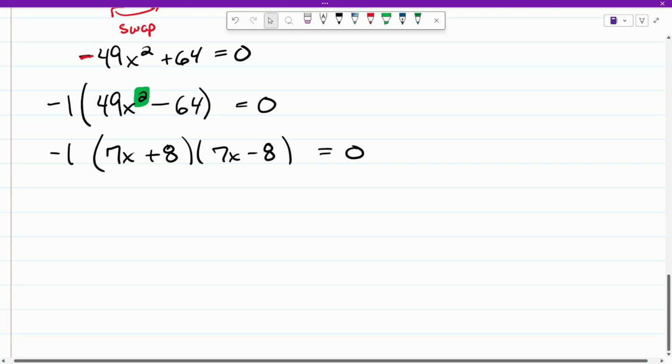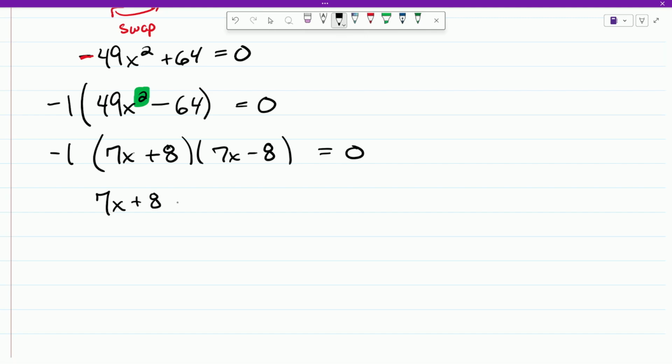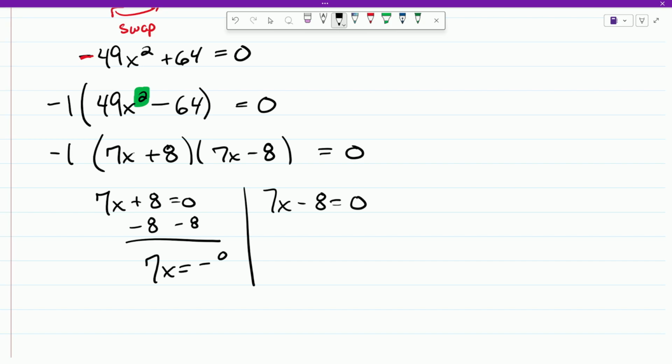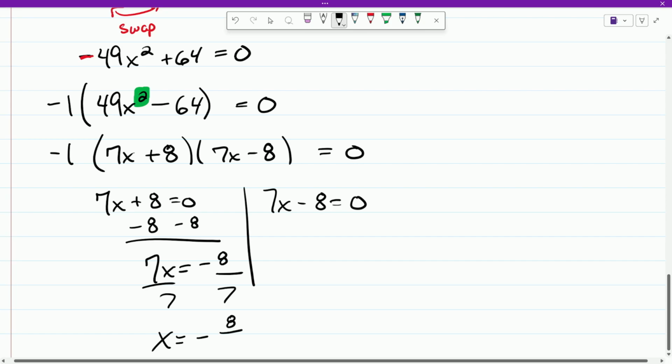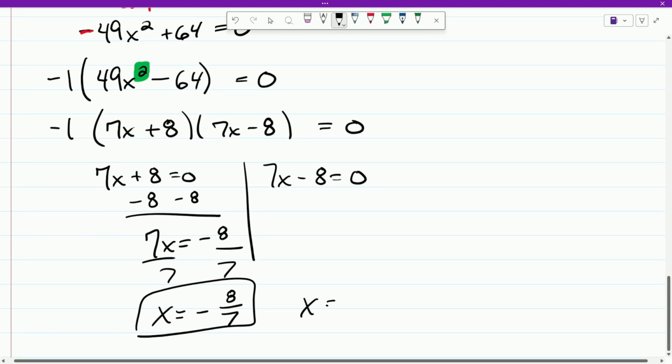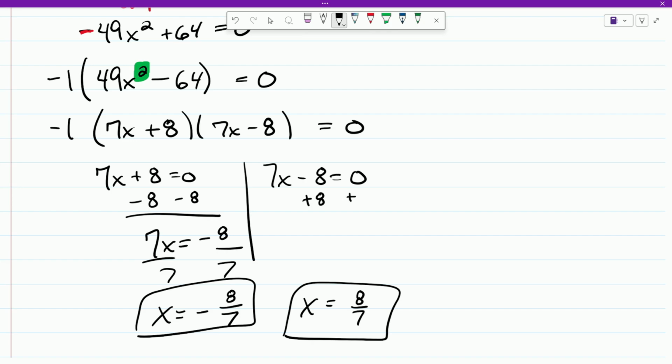And from here, I will go ahead and set each factor that contains a variable equal to 0. So I get 7x plus 8 equals 0, and 7x minus 8 equals 0. And then from here, I just go ahead and solve. I will subtract 8 from both sides. 7x equals negative 8. Divide both sides by 7 to yield x equals negative 8 over 7. Conjugate pairs means the next answer is going to be x equals positive 8 over 7. And just to verify that, I will add 8 to both sides. 7x equals 8. Divide both sides by 7, and there's the positive side.